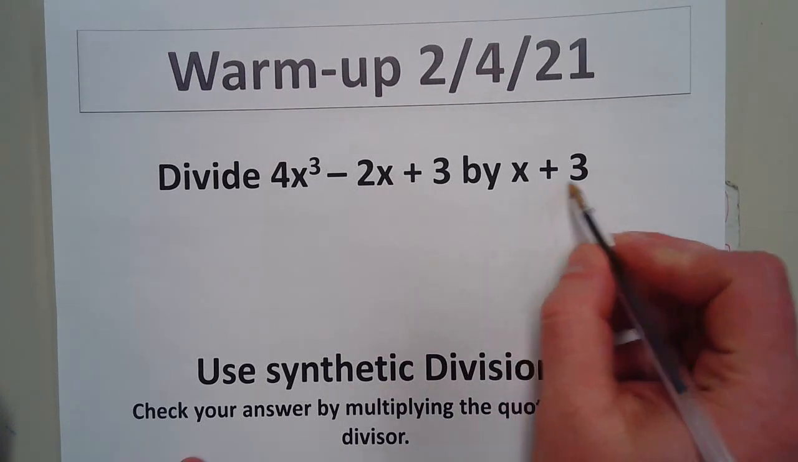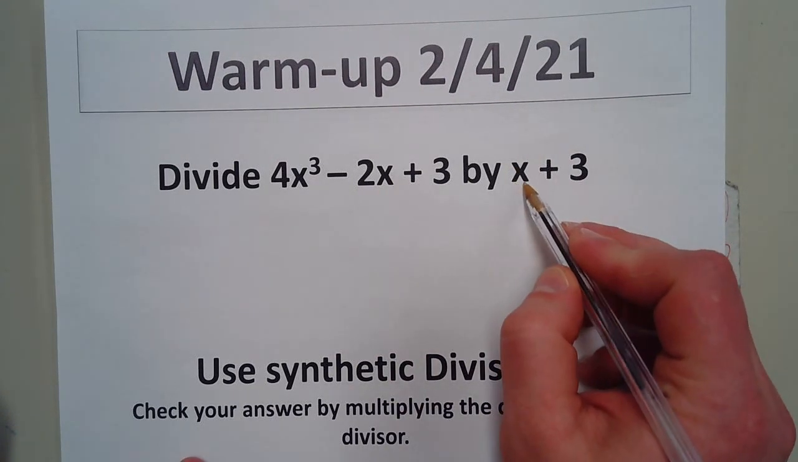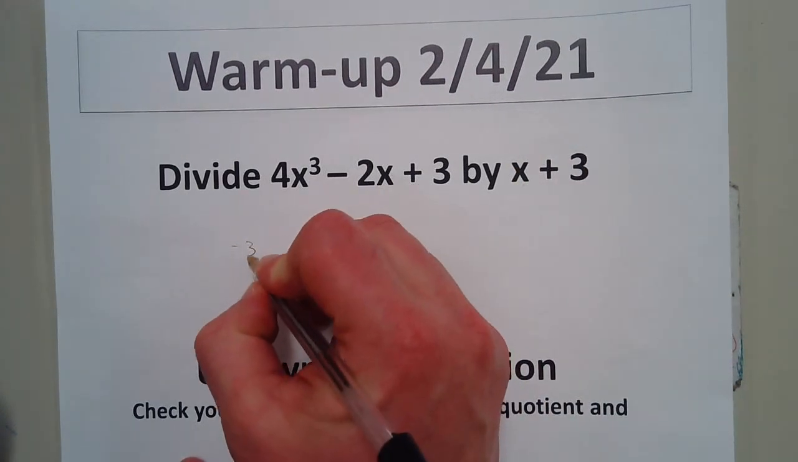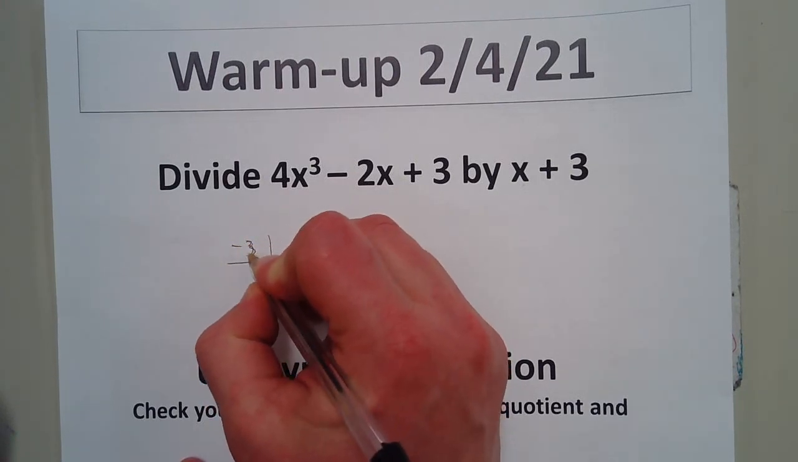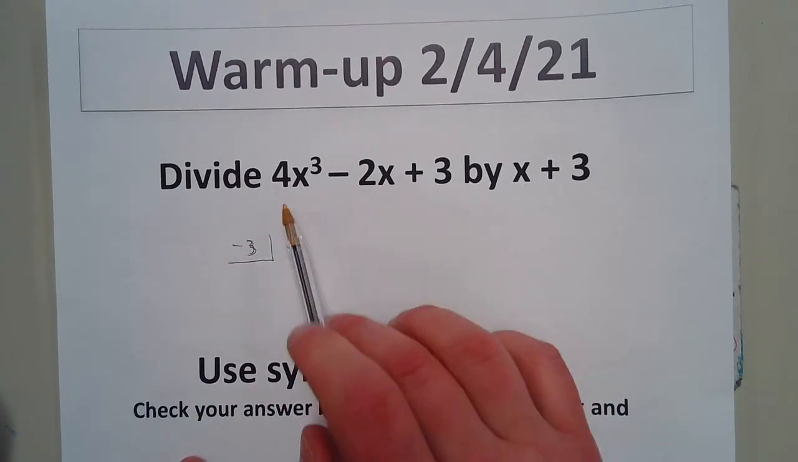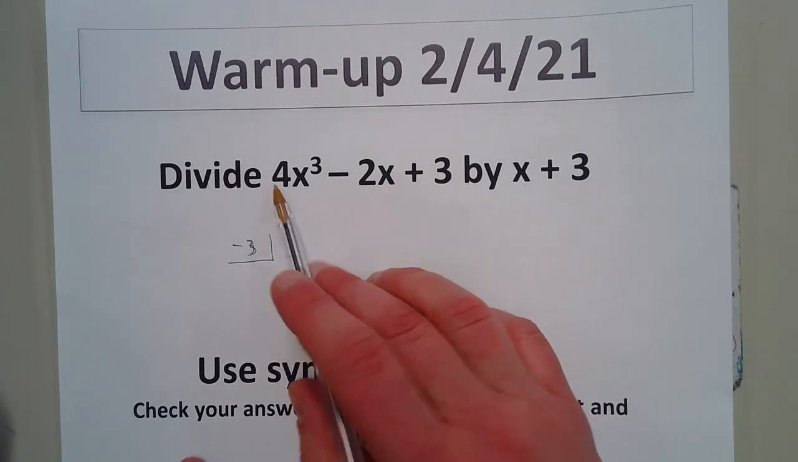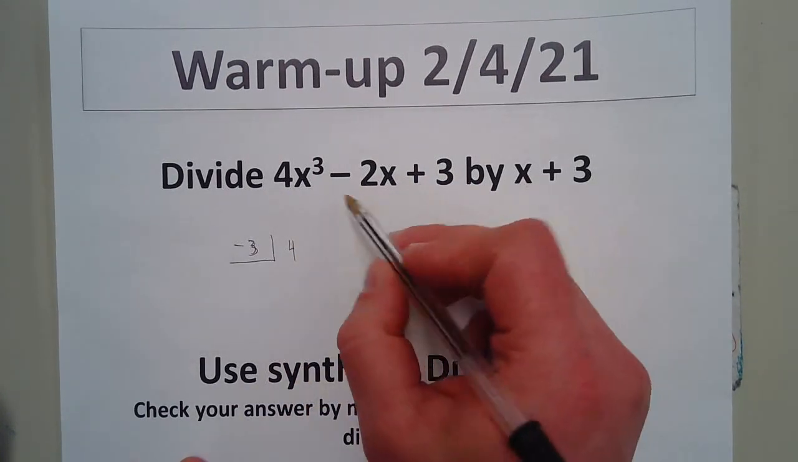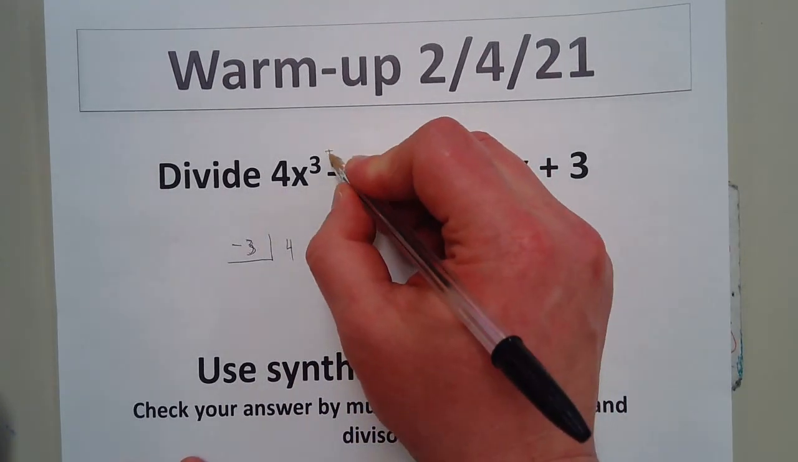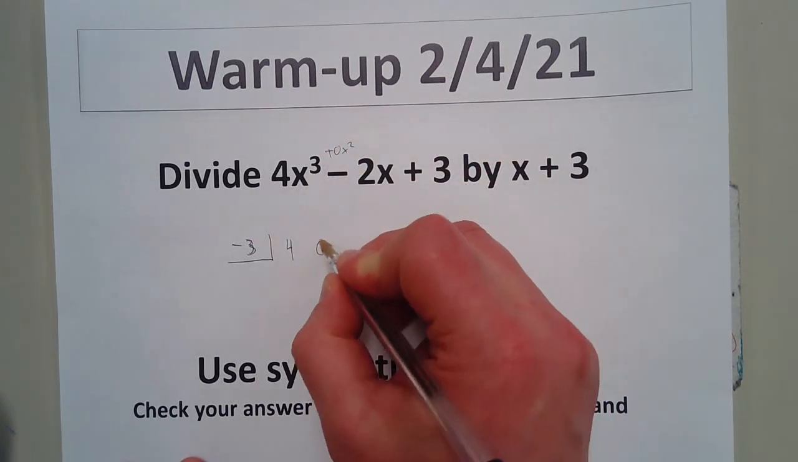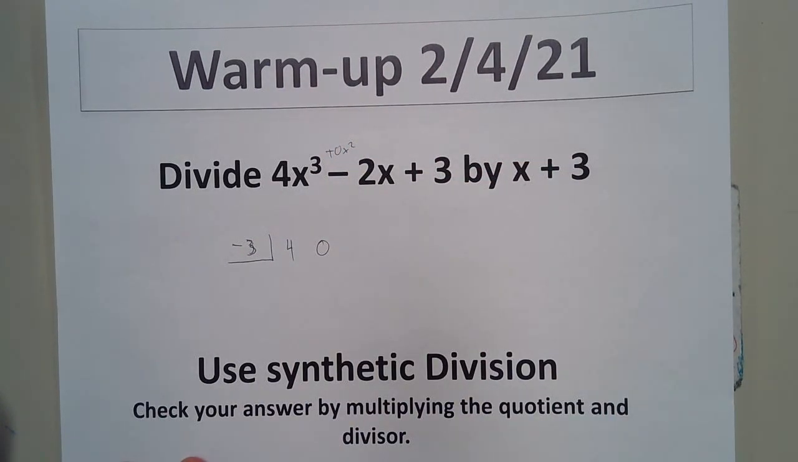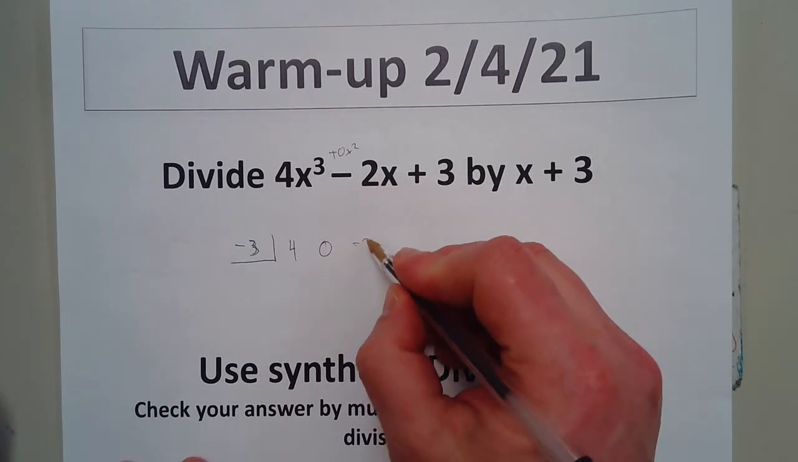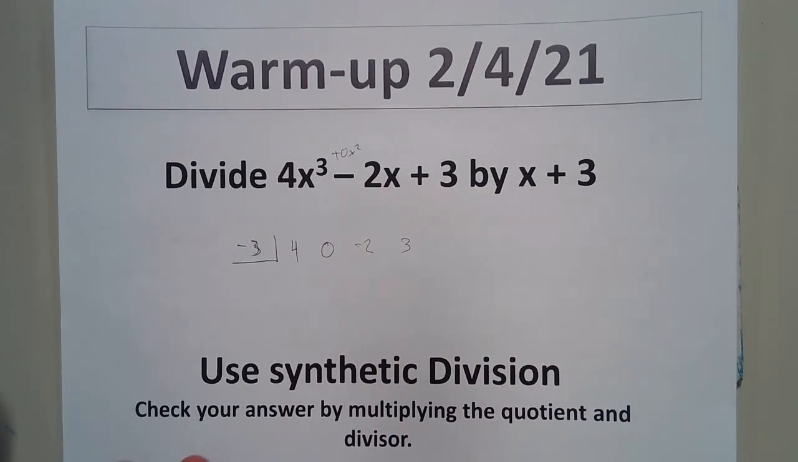So the rules are: you take the zero of the divisor. So -3 would make this be 0. So -3 goes in our little half box here, and then we take the coefficients of our dividend. So it starts with 4. Careful, there's no x squared term. So you do have to take into account that there is a 0 in here. You got to fill in any missing degrees. And then -2 on the x and a 3 on the constant term.